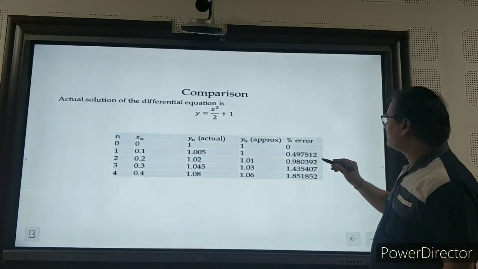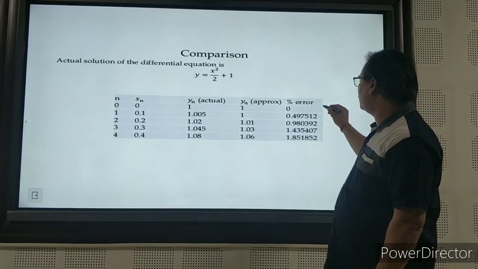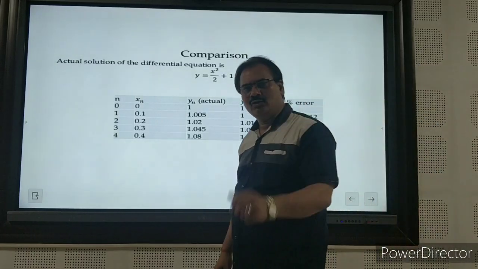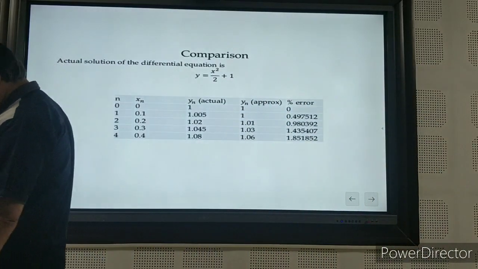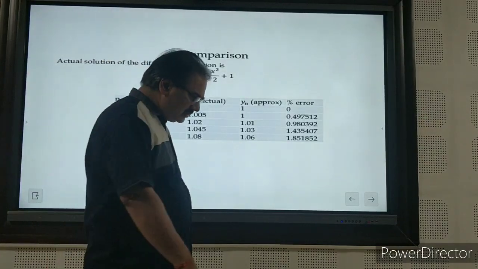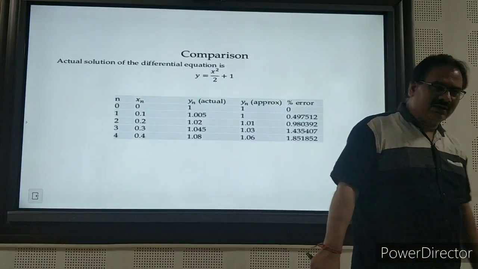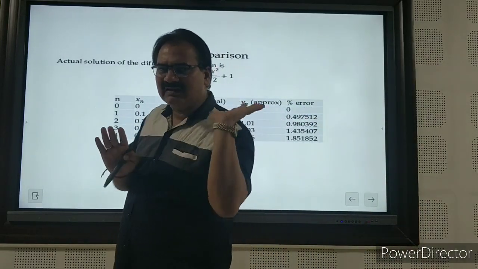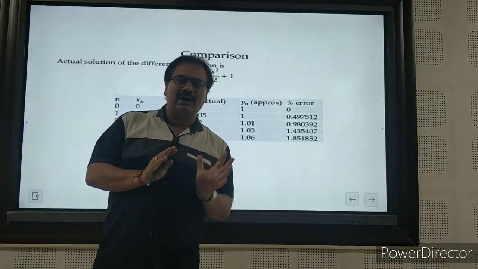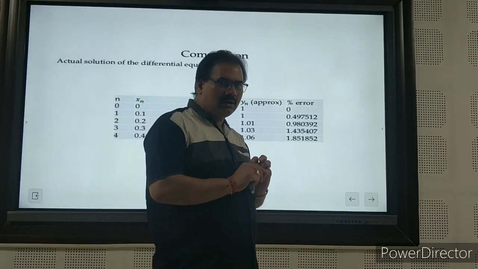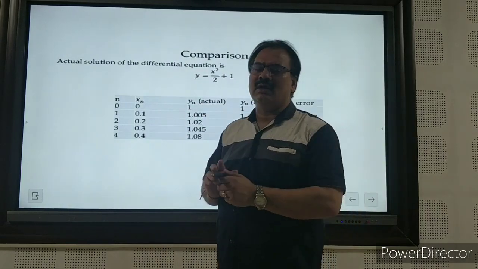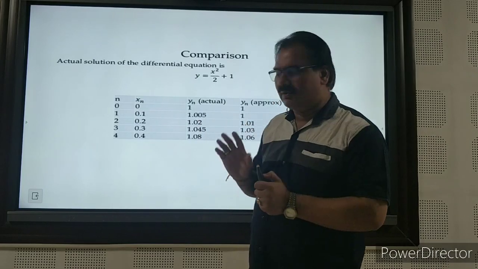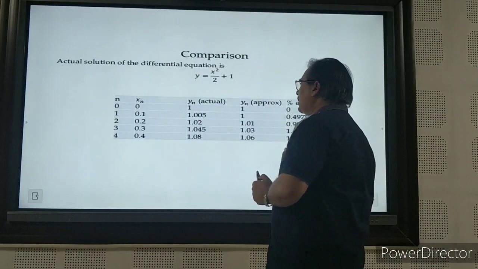If you look at the percentage error, the error is ranging between 0 to 1.851852. It means it is less than 2% error. But why is this error so large? This is because of the technique. Here we have used Euler's method. But if you compare in a similar manner the actual solution and the approximate solution using the Runge-Kutta method, then you will find that the error is almost zero or negligible. So this is the beauty of the Runge-Kutta method.